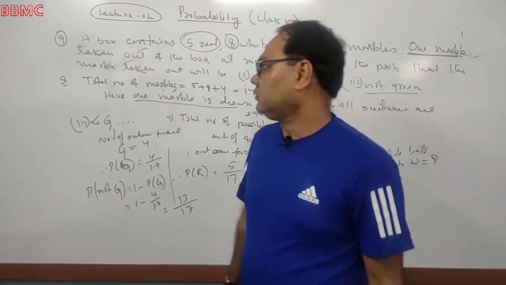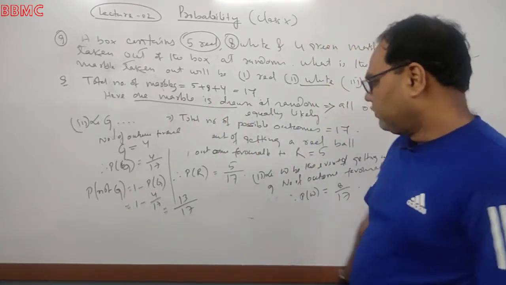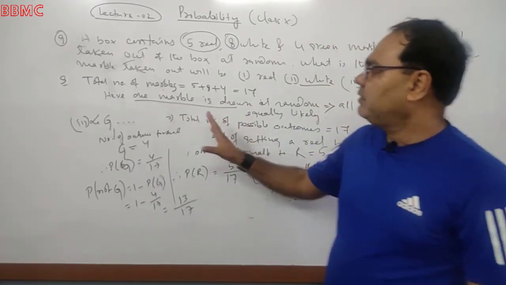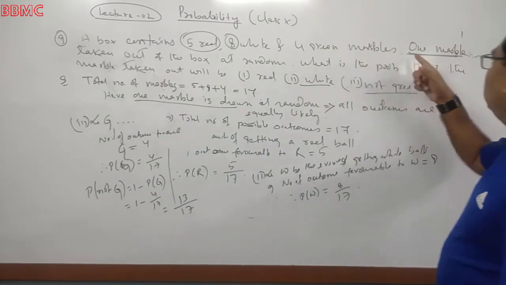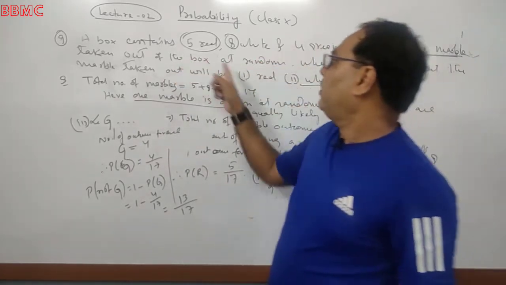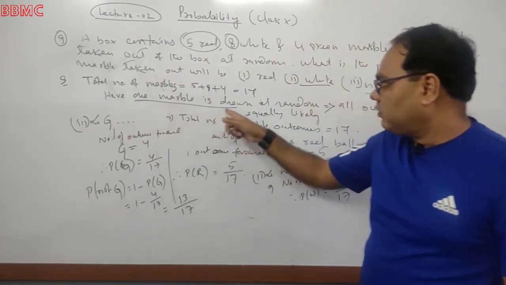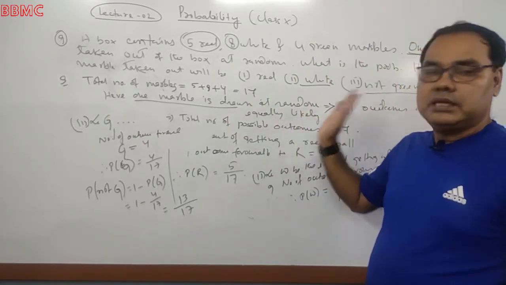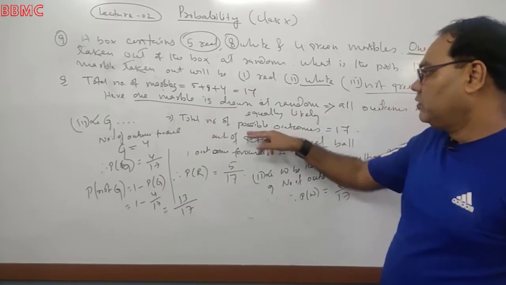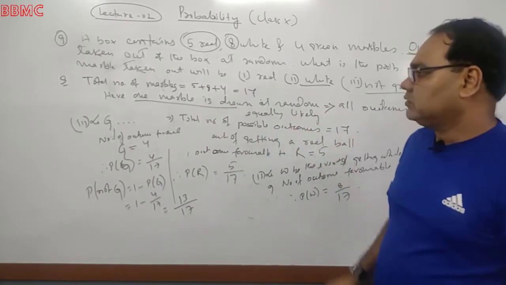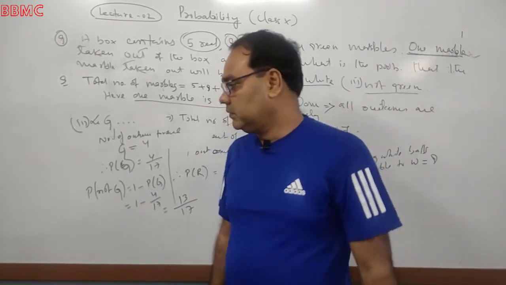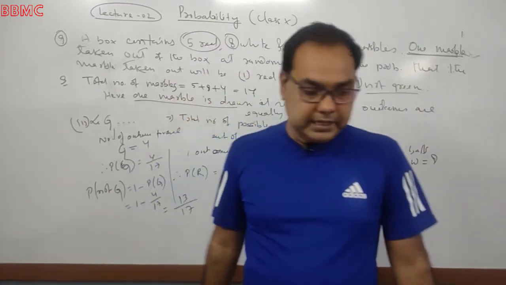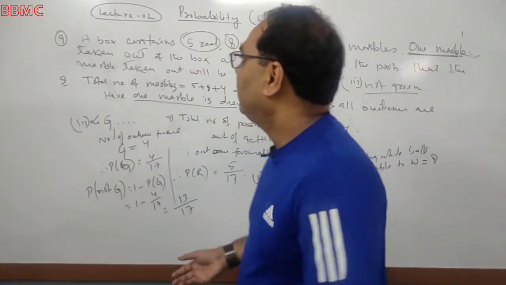So this is another problem, very easy. One marble is taken out from the box at random. Therefore, one marble is drawn at random, so all outcomes are equally likely. Therefore, the total number of possible outcomes is equal to 17. Okay. Again, let's go to problem number 10.